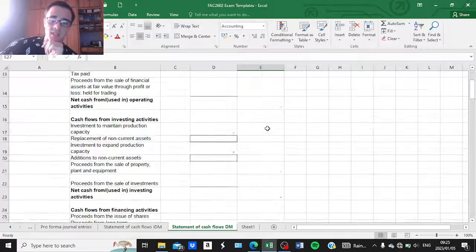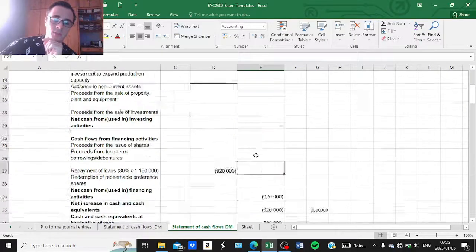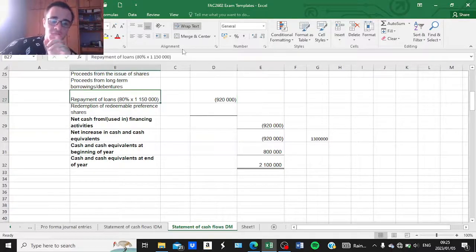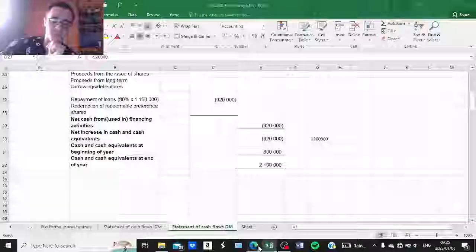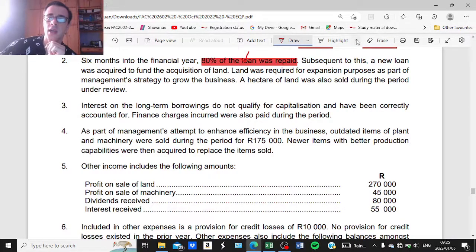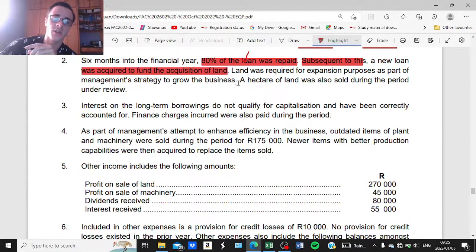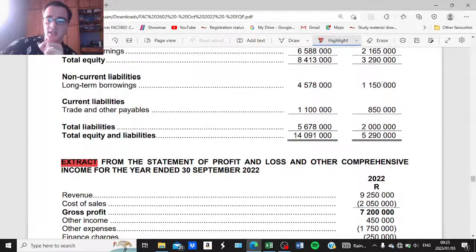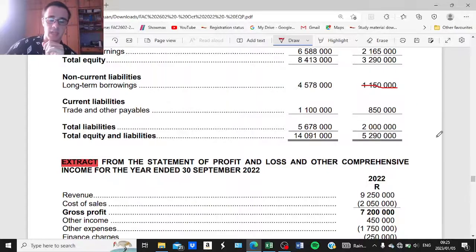The second column will consider the totals for each section. So of this balance outstanding, 920,000 has been settled, and we have taken that into account. Subsequent to this, a new loan was acquired to fund the acquisition of land. So what this means is that we started with 1.15 million at the beginning of the year.